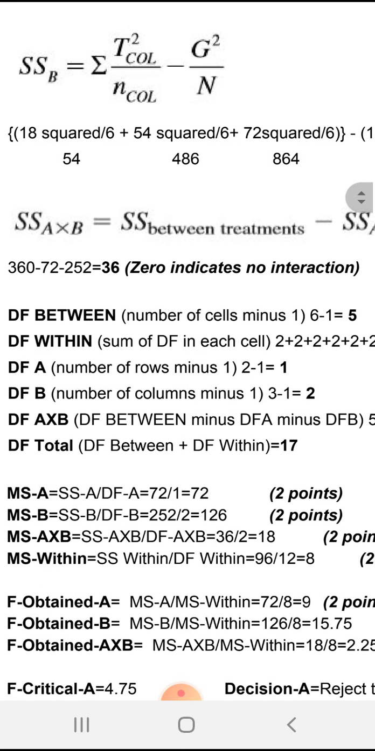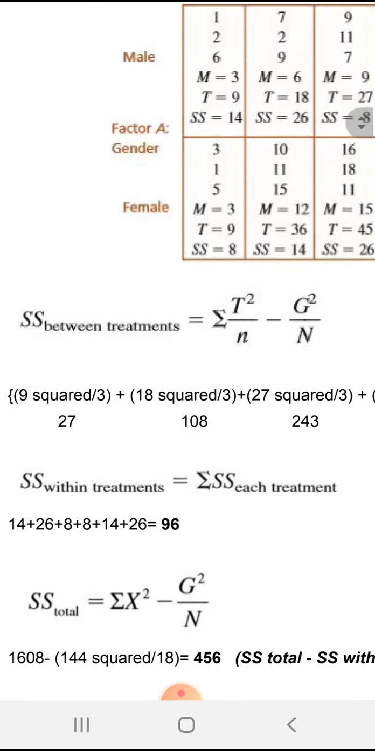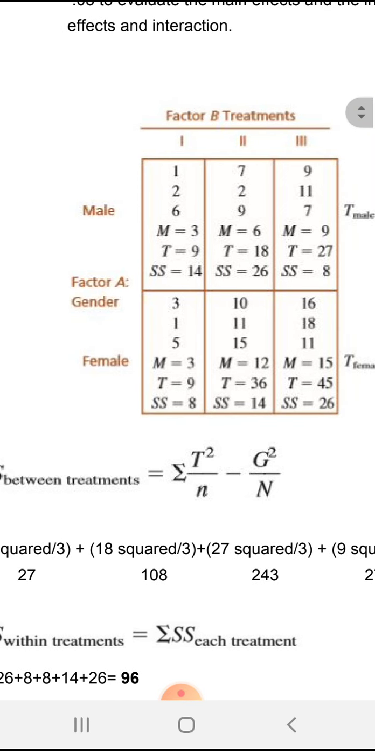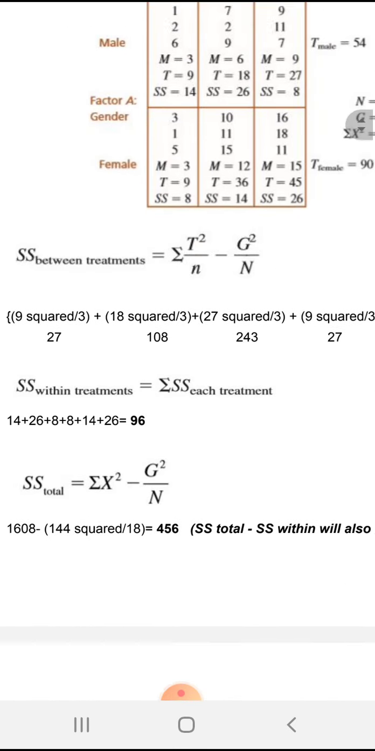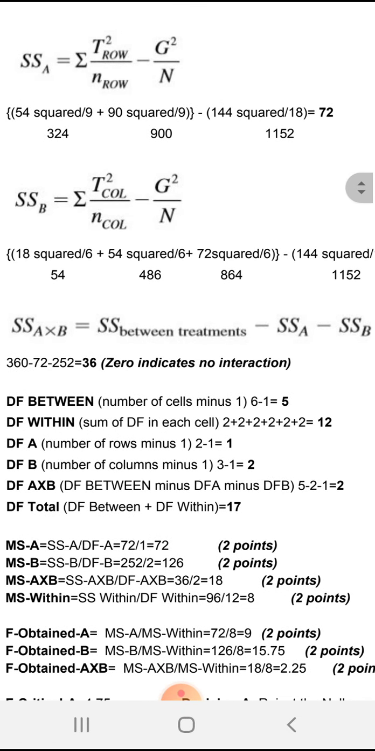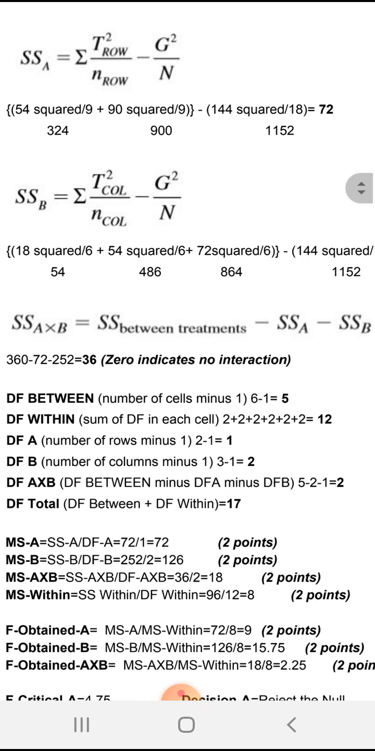Next is DFA, number of rows minus 1. Well, if you go up here, you'll see how many rows are there. There's 1 row for male, 1 row for female, so it's 2 minus 1, and that equals 1. DFB is number of columns minus 1, which is there's 3 columns. 3 minus 1 equals 2.